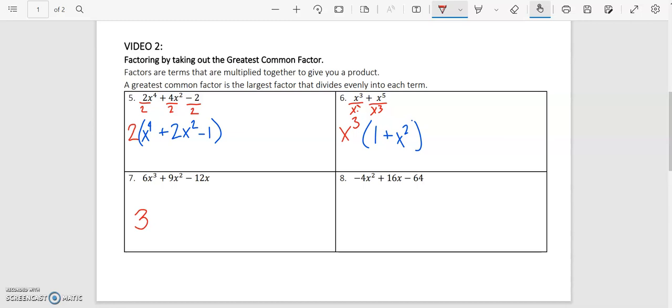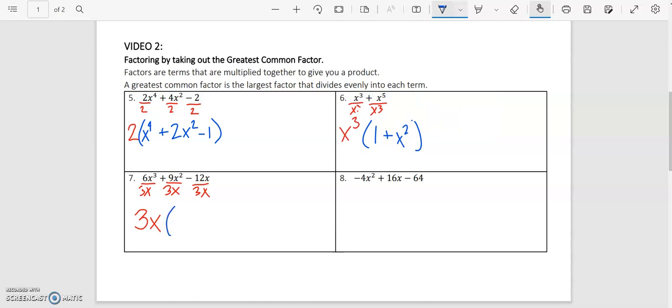But then we need to look at our variables. We have x cubed, we have x squared, and then we have a regular x. All three of our terms have an x value attached to them. So that means that we do have a variable for a greatest common factor. And you take the one with the smallest exponent, which in this case is going to be a regular x. So we're going to divide each one of these terms by 3x to get what is left in our parentheses.